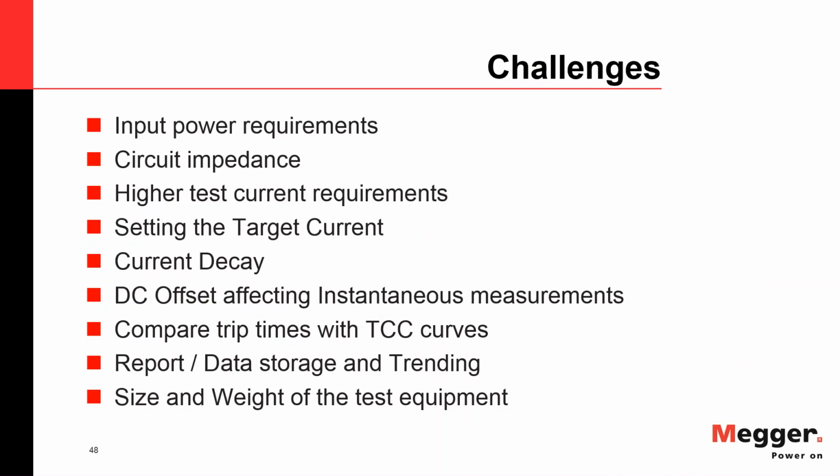Now, when you do the test in the practical application in the field, you have a lot of problems to face, and I've listed a few here. You have input power requirements. Then I will talk about the circuit impedance in detail, because this is a very common problem. You have the problem of current decay because of the heat that the test device is dissipating. You have the problem of the DC offset, which we already had the question about.